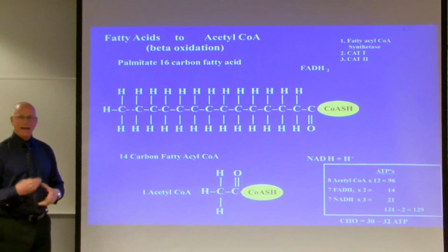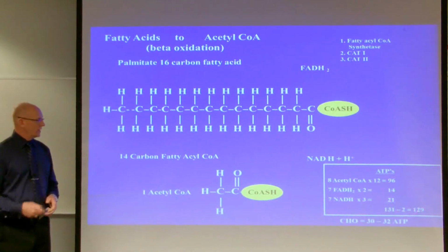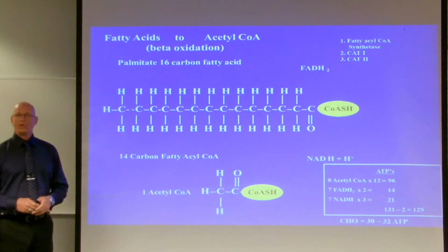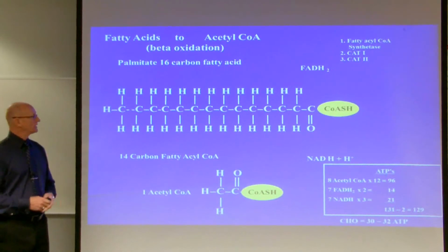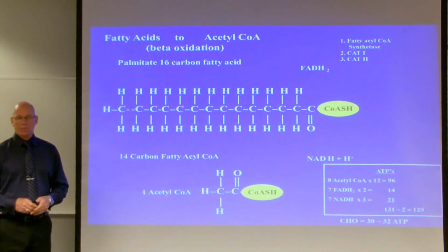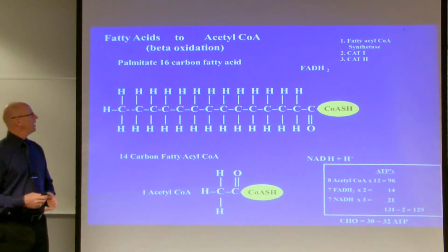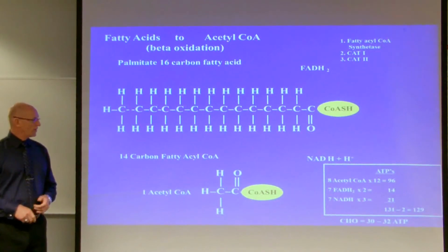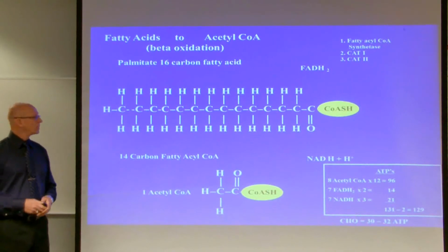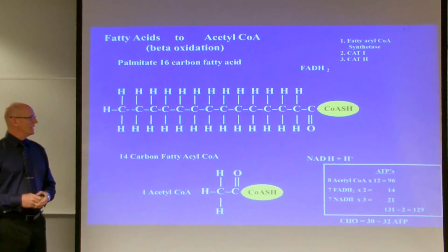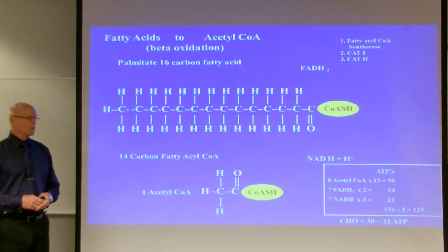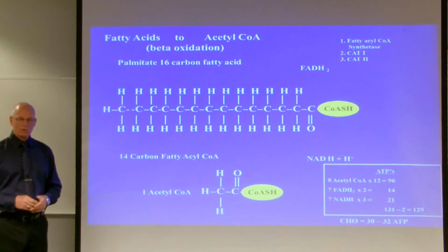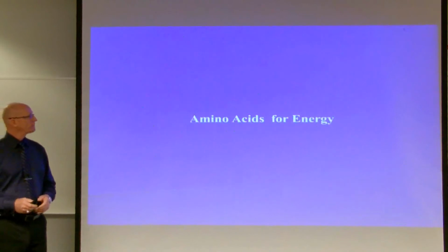And in the beginning, we had to activate this, so that was 2 ATPs, and we get a net gain of 129 ATPs for the beta oxidation of a 16-carbon fatty acid, palmitate. Now, this is in comparison to a 6-carbon molecule of glucose, which will yield 32 ATPs. So you get much more energy in ATP from fat than you would from carbohydrate. But carbohydrates are needed specifically for specific tissues, and I'll show you that coming up.